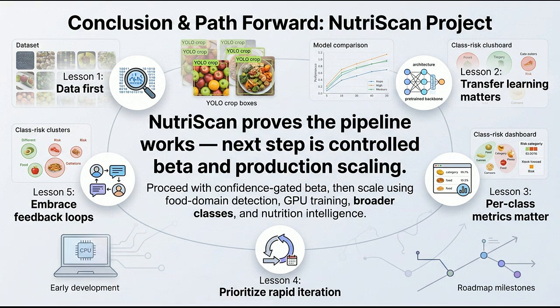Another important lesson is that lean compute can validate feasibility. Building this on a CPU-only laptop helped prove the concept before committing to GPU infrastructure. The next step is not to claim the model is finished. It is to scale responsibly: better data, food domain detection, GPU training, portion estimation, and confidence-controlled deployment.